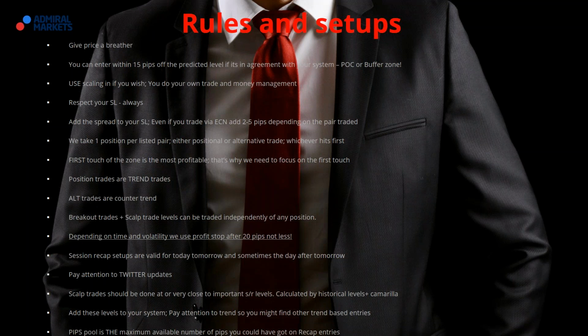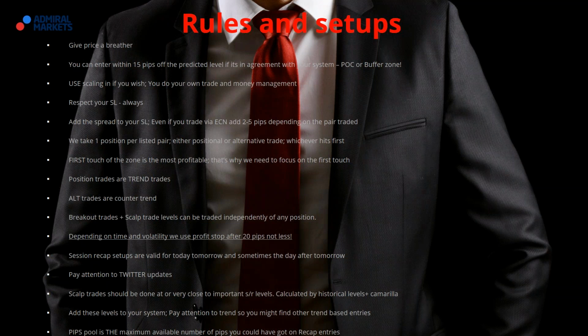We take only one position per listed pair, so it's either positional or alternative trade, whichever hits first. First touch of the zone is the most profitable. That is why we need to focus on the first touch. Positional trades are called trend trades. Alternative trades are counter trend trades. Breakout trades and scalp trade levels can be traded independently of any position. And depending on time and volatility, we use profit stop after 20 pips, not less.